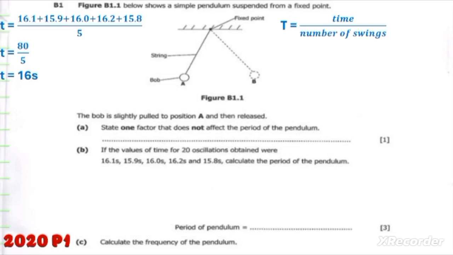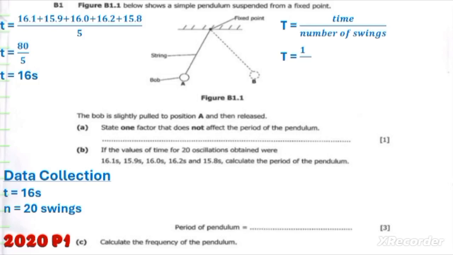The number of complete oscillations is 20, as given here. Let us come up with data so that you can see properly what we are talking about. The time is 16 seconds. Then the number of oscillations is 20 oscillations, or 20 swings.